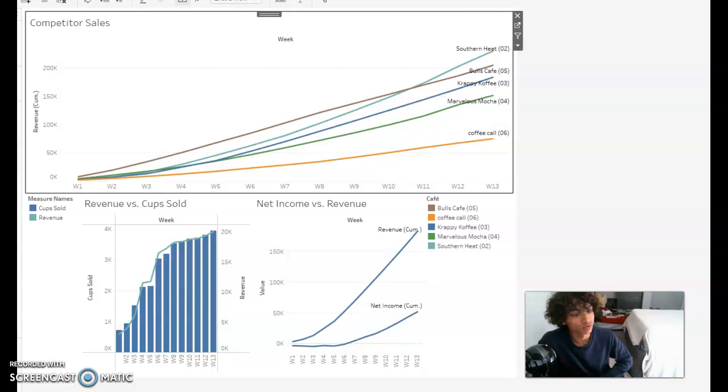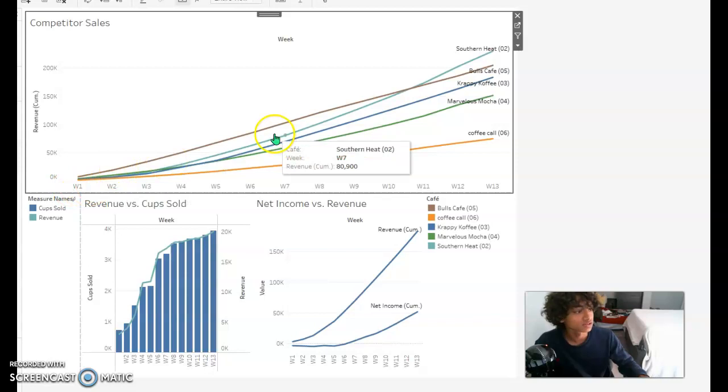This is my Tableau presentation for CGS 2100 or Business and Computers. On this Tableau dashboard, you can see that I have three different charts, the first of which being competitor sales, which compares our cafe, Crappy Coffee, with 4 other cafes which drew the most of our attention throughout the course of the simulation. When I say our, I mean mine along with 3 other classmates with whom I ran the cafe.